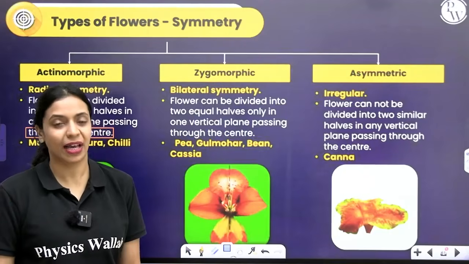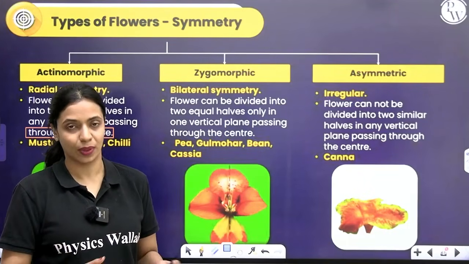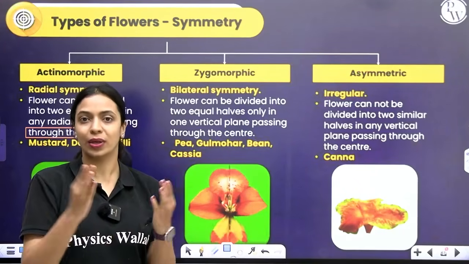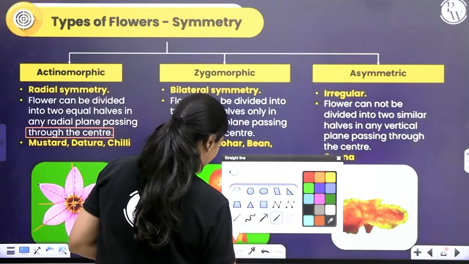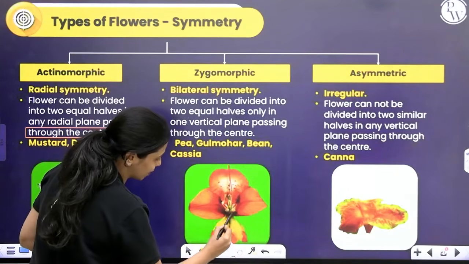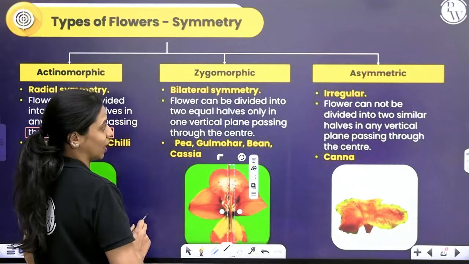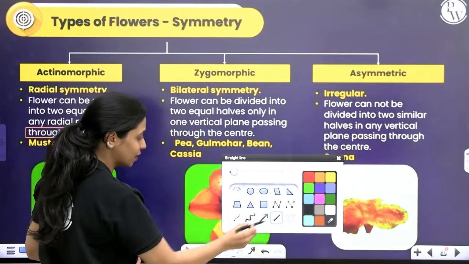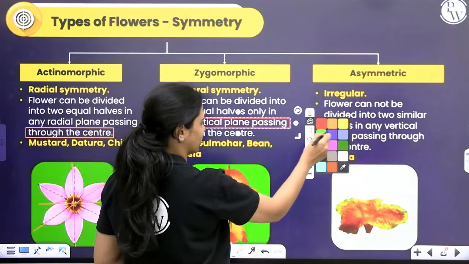Now, what is bilateral symmetry? In bilateral symmetry, in any plane you will not get two equal halves. Only through one vertical plane that passes through the center you will get two equal halves. Okay, only in one plane. So you can see it here. If it is passing through this plane, then we get two equal halves. A flower can be divided into two equal halves only in one vertical plane that passes through the center.